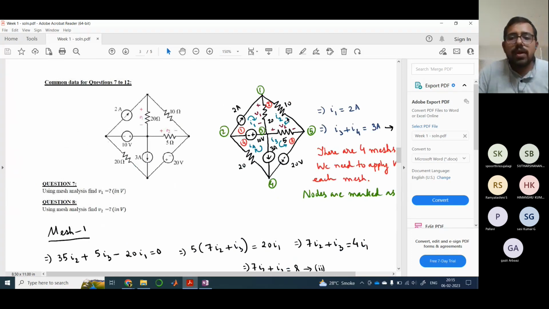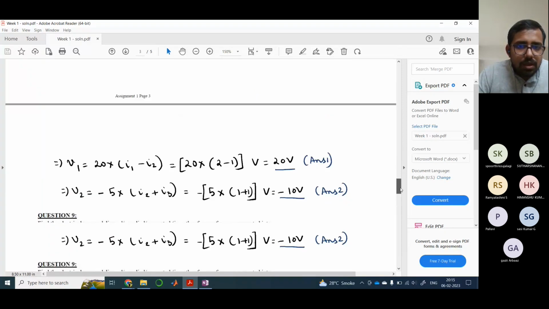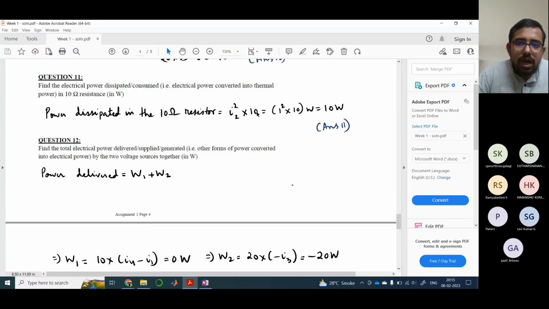So, electrical power dissipated means what? This is nothing but your I square R loss, right? So the heat that is being dissipated, right? So I square R loss, I square I means what? The current I2 is flowing. So this would be nothing but I2 square into R. So R is 10 ohm and my I2 is 1, right? So this would be 10 watts. Very simple. And the last question is the total electrical power delivered generated by the two voltage sources, right?